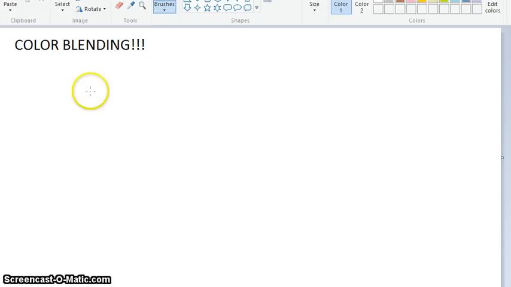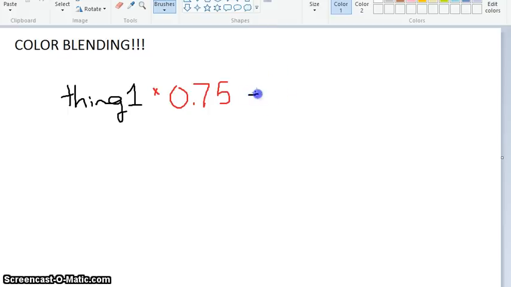Now, the first thing you're going to understand when you are trying to blend these things is that we're going to do a weighted average. That's the whole mission here. So if you have two things that you're trying to blend together, we're going to call them thing 1 and thing 2. Basically, a weighted average means that these two ratios you're going to use add up to be 1.